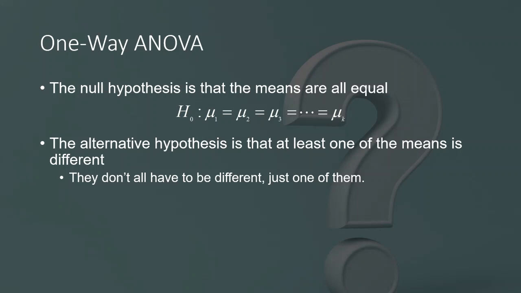Here is the hypothesis that we have, the same as with our previous discussions. We have the null hypothesis. It means that there is no difference between the means of the first, second, and third populations. The null hypothesis assumes that there are no differences between all the data. The alternative hypothesis, on the other hand, means that at least one of the means is different. They don't all have to be different, just one of them.